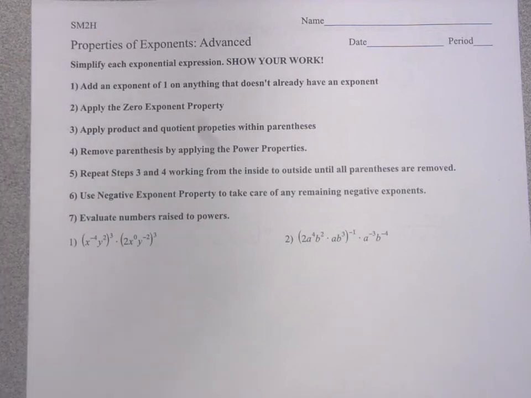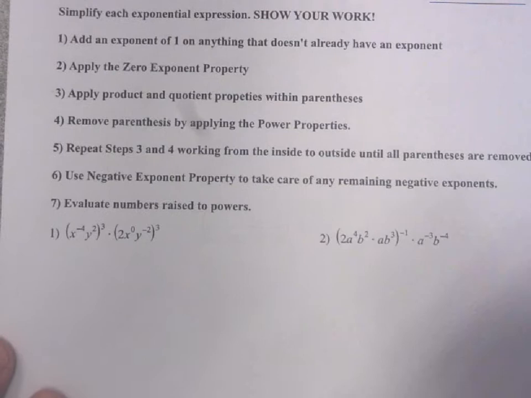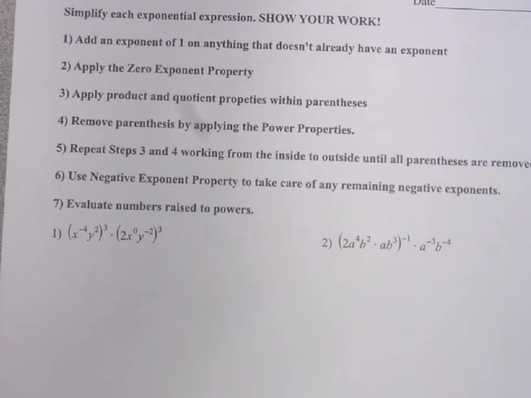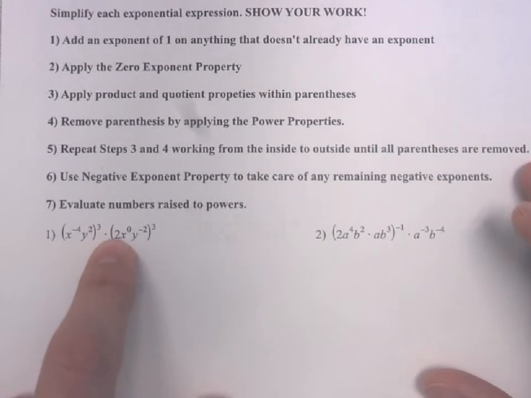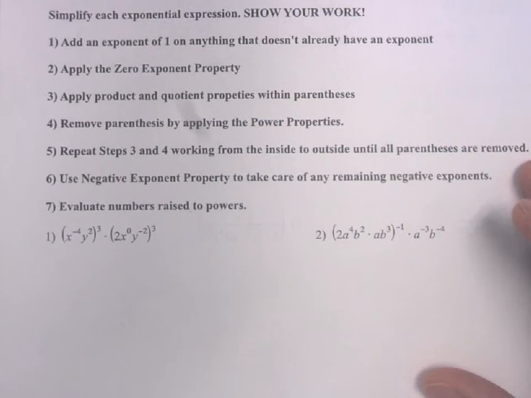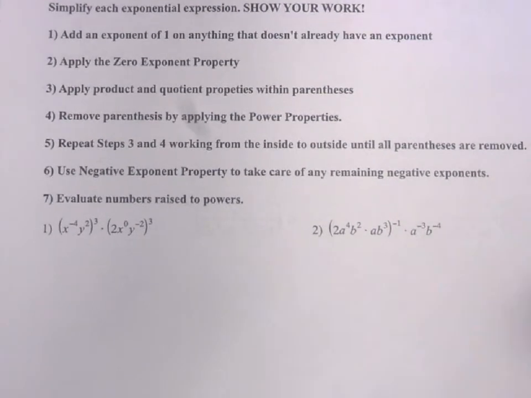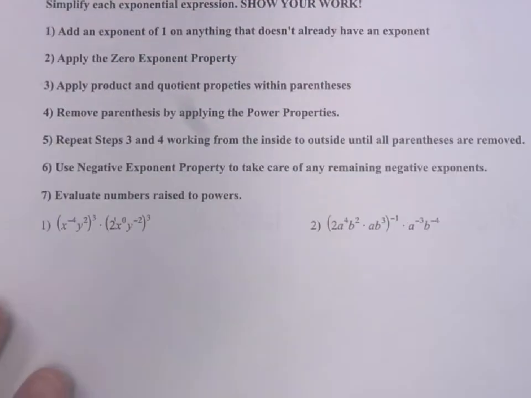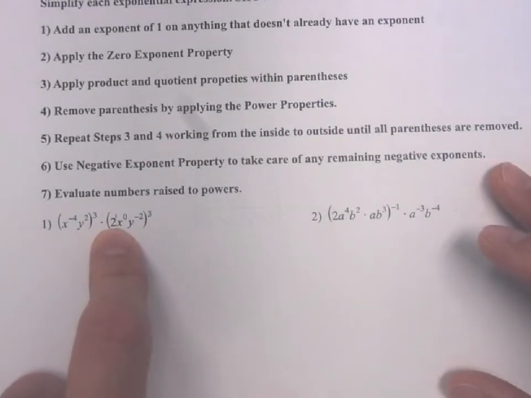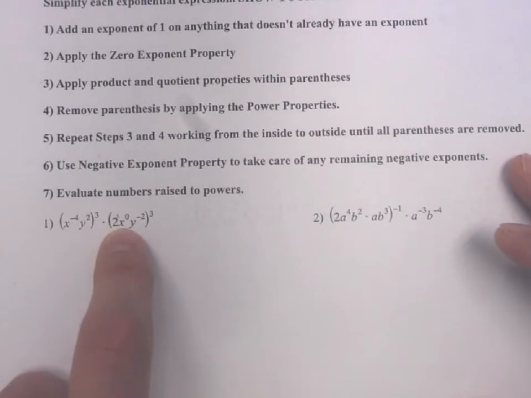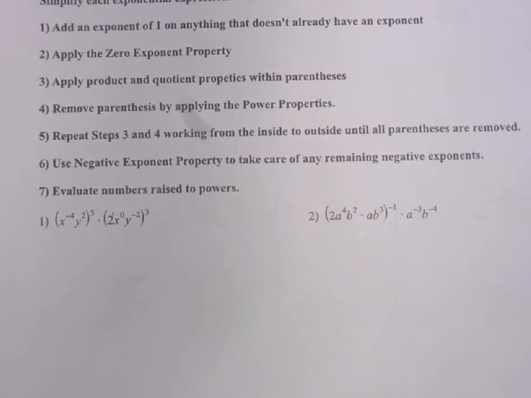First thing, step 1, is we're going to add a 1 exponent to anything that doesn't have one. That will prevent us from making mistakes as we go. For example, if you looked at this 2x to the 0 and thought, oh, that's going to be a 1, because anything to the 0 power is 1. Well, the 2 is not being raised to the 0 power. It's hard to see because you can't see its exponent. But if you put a 1 on it, you can see that it's not being raised to the 0 power. So when we do step 2, apply the 0 exponent property, we're not going to make the whole chunk 2x to the 0 equal 1. We're just going to take the x to the 0 and make that 1.